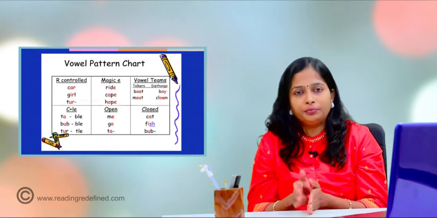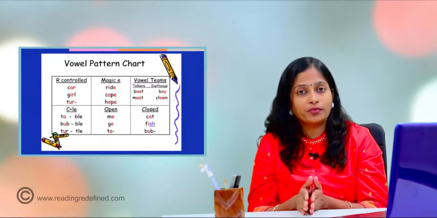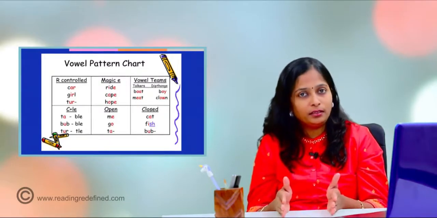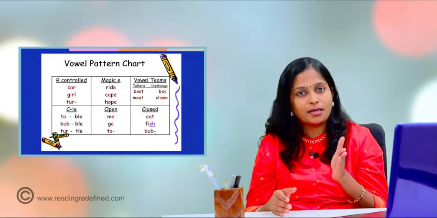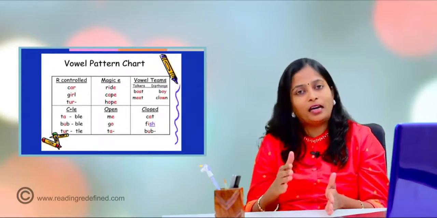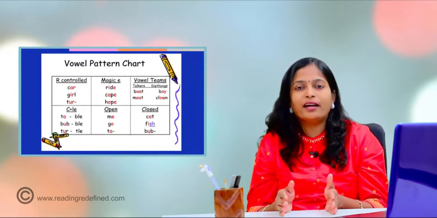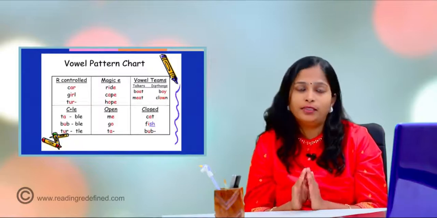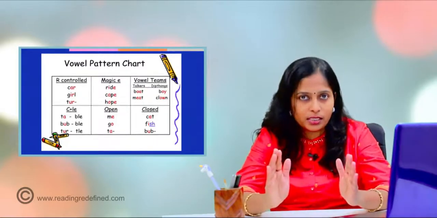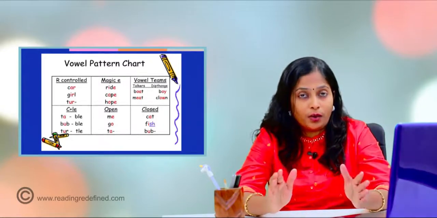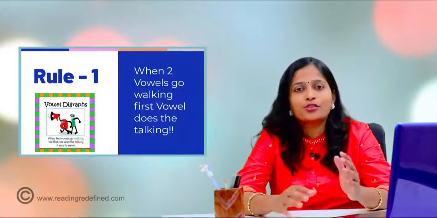In an open syllable, the vowel will take the sound of a long vowel most of the time. And in a closed syllable, like the words cat, fish, bub, where you have a consonant before the vowel and after the vowel, we consider that a closed syllable where it takes only the short vowel sound. Are you clear with the vowel teams? Vowel patterns. Okay, let's get into the rules.